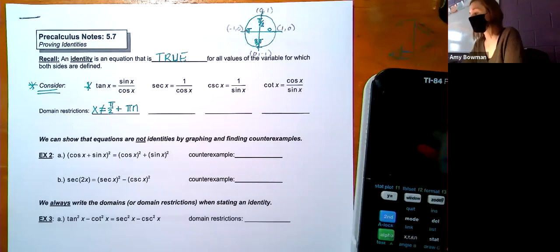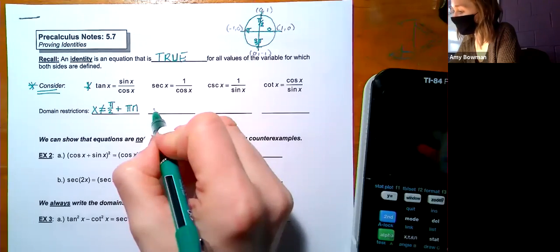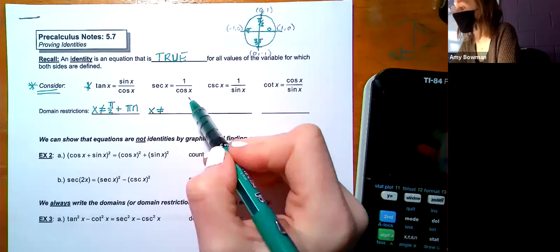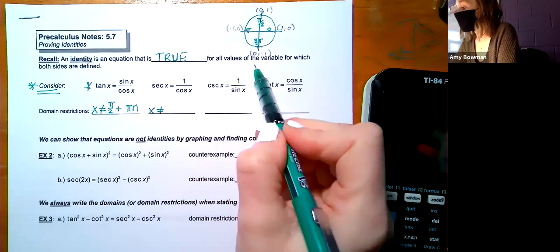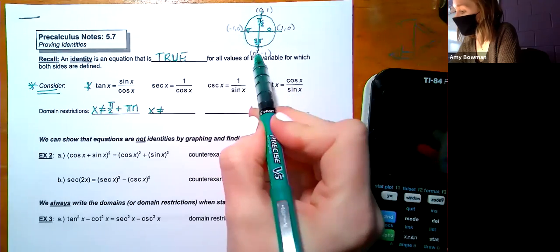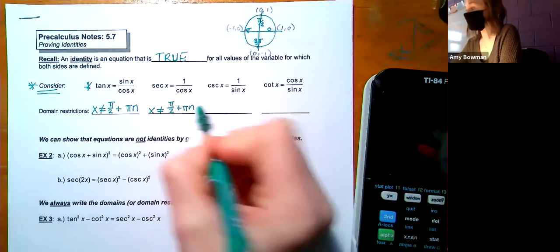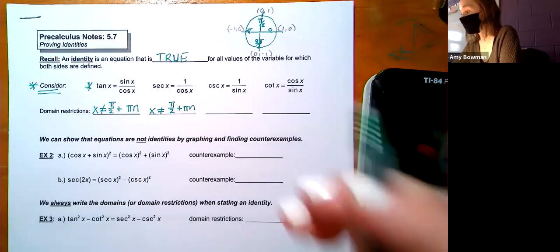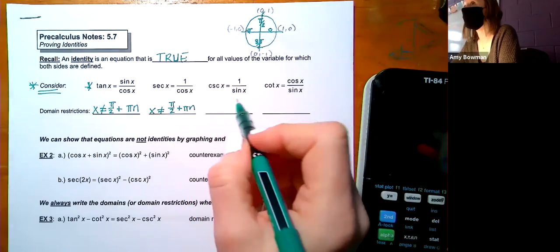What are the domain restrictions on that one? It's exactly the same because cosine is in the denominator and it equals 0 when theta equals pi halves or any multiple of that. Okay, cosecant. We know cosecant to be 1 divided by sine of x. That is true. That's an identity that we're going to be relying on.